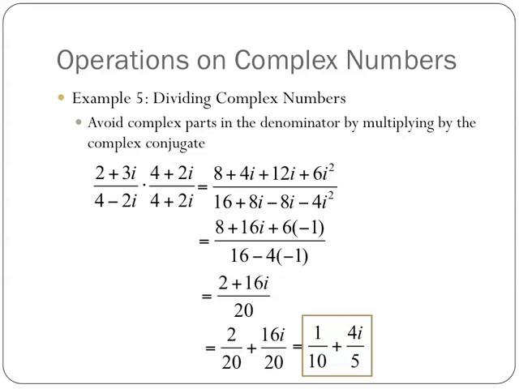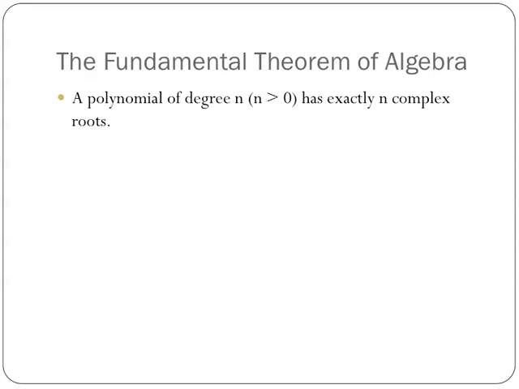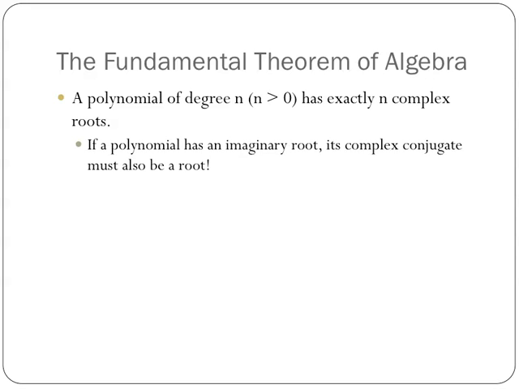Okay, so that's complex numbers. Now we're going to talk about the fundamental theorem of algebra. So the fundamental theorem of algebra says a polynomial of degree n, where n is greater than 0, has exactly n complex roots. Now if a polynomial has an imaginary root, then its complex conjugate must also be a root. So that's the fundamental theorem.